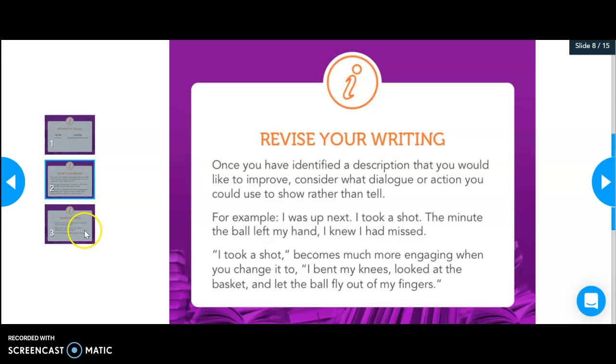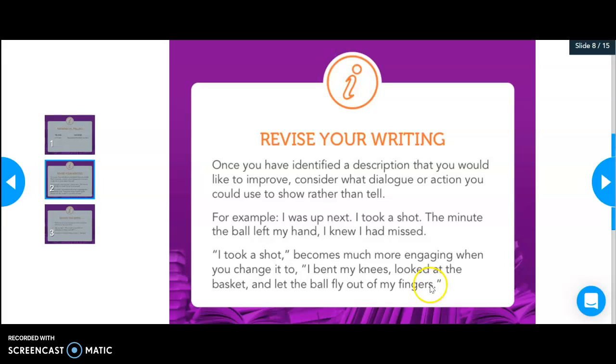I'm going to show you some examples of the writing that you guys have, and we're going to edit it. Remember, I had you reread your text, so here's an example of something we should change. "I was up next, I took a shot. The minute the ball left my hand, I knew I had missed." Instead, we can change this. "I took a shot" becomes much more engaging when we say, "I bent my knees, looked at the basket, and let the ball fly out of my fingers."